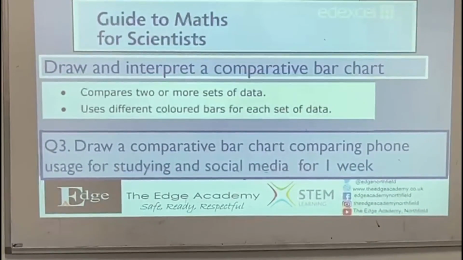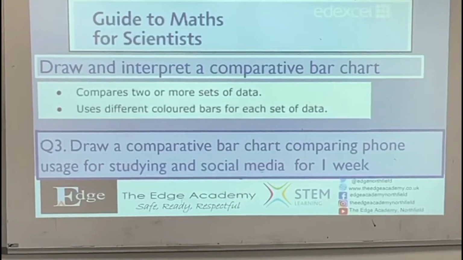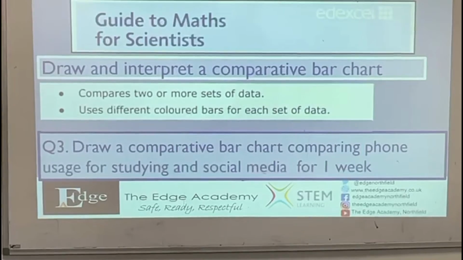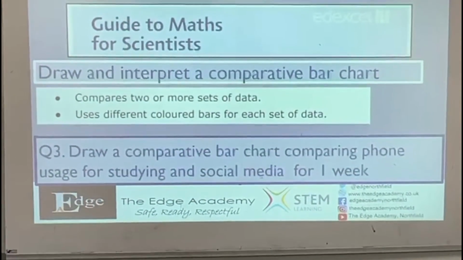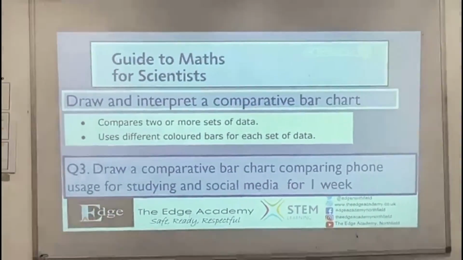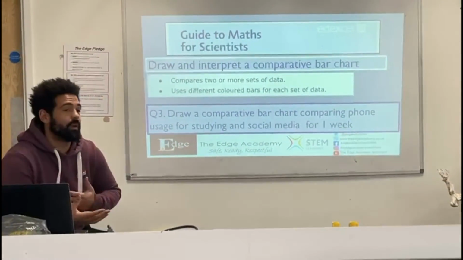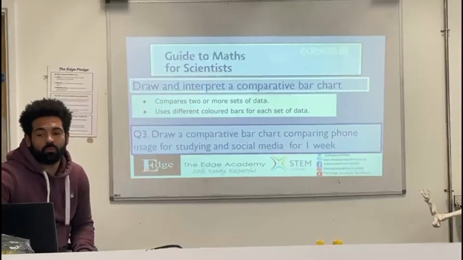So what I'd like you to have a go at is question 3. Draw a comparative bar chart comparing phone usage for studying and social media for 1 week. So the way I'd recommend you do this is try and construct a table, and every time you pick your phone up, if it's to do some work, then put that down for work. If it's to message friends or social media, obviously put that down as social media.